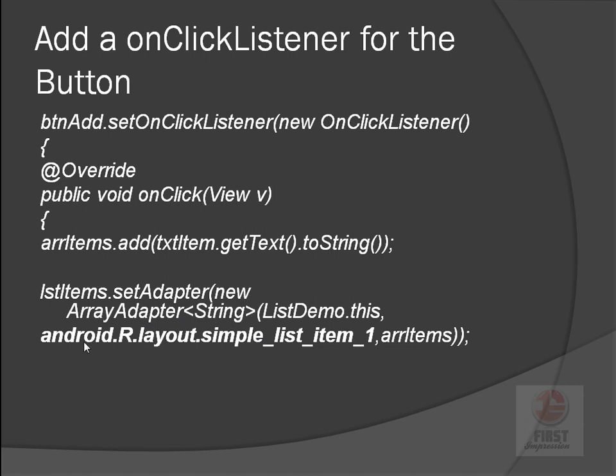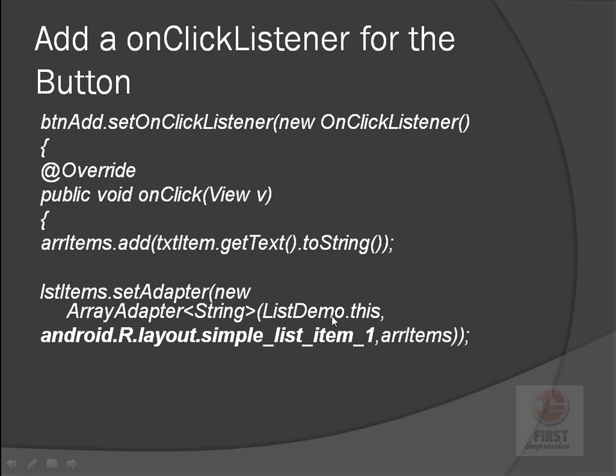android.r.layout.simple_list_item1. This will indicate how the conversion will take place. We have to simply convert the array list into the list view in a simple list item format. So we will say android.r.layout.simple_list_item1, comma, ARR items. This ARR items is the object of type array list. So we are saying lst items, that is the list view, dot set adapter, because we have to adapt from ARR items to LST items, new array adapter of string.